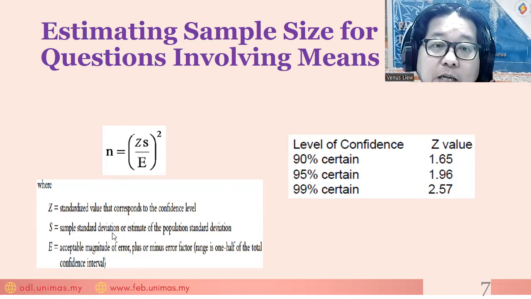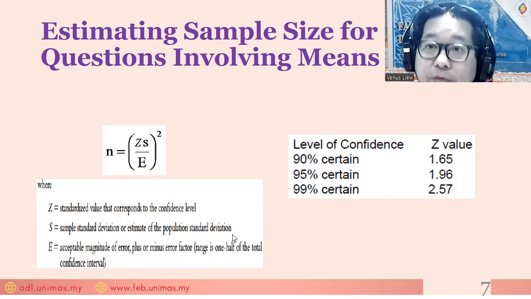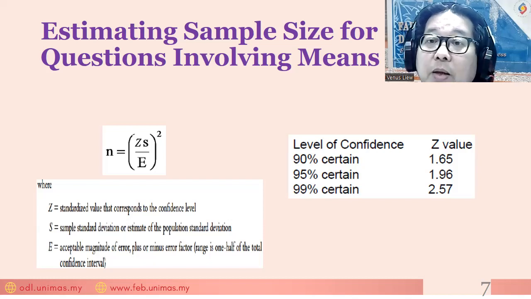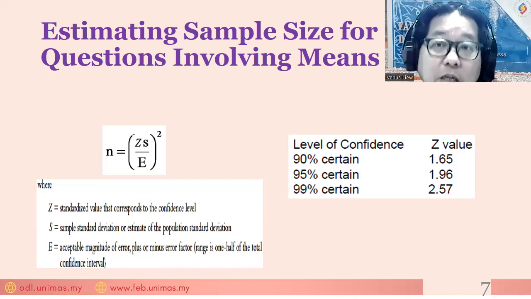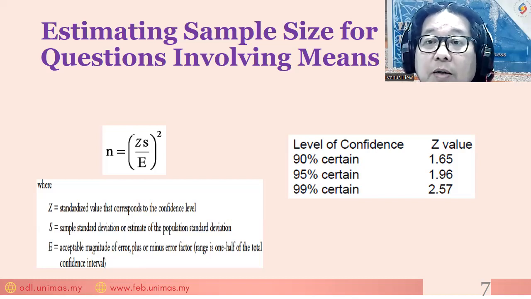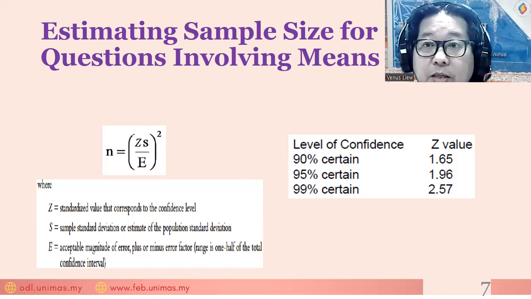S is the sample standard deviation or estimate of the population standard deviation. So we can use the sample to estimate the standard deviation, which shows the variation of the values. If the standard deviation is big, that means the values of the variable, let's say the expenditure, could be very big and very small. So the larger the standard deviation, the farther the values are to the left-hand side or the right-hand side of the average value.